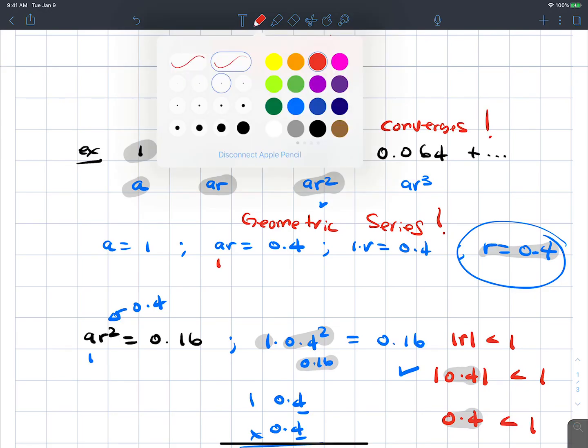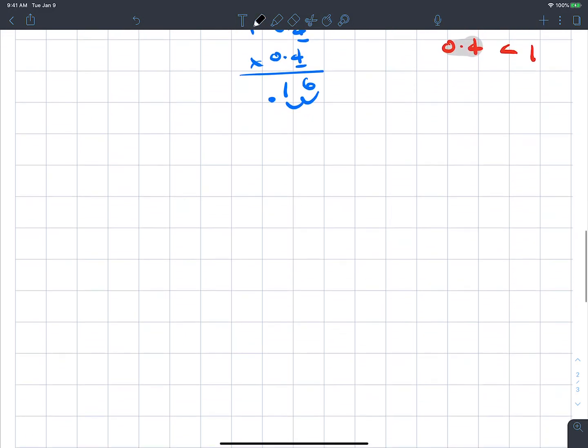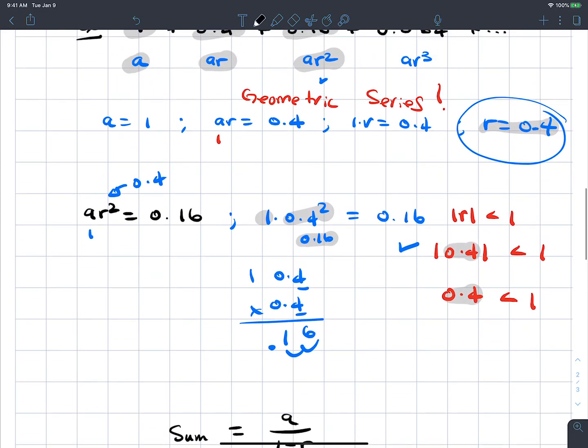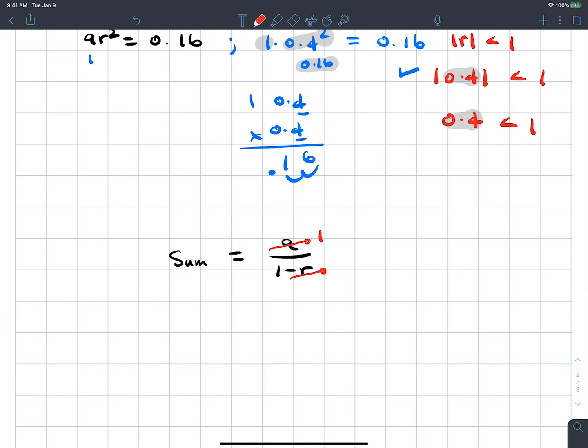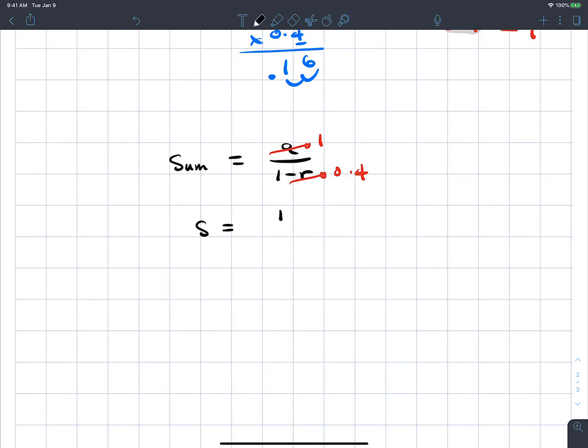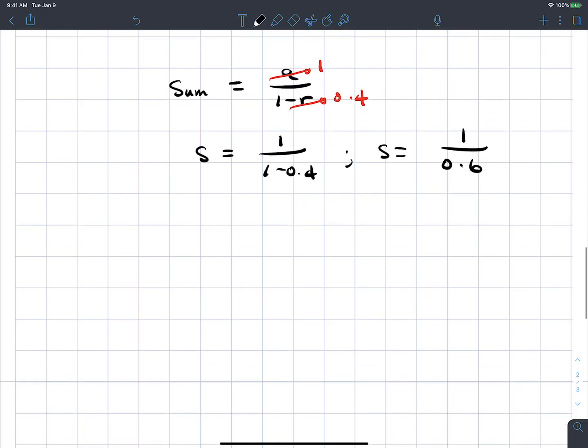But they want us to find the sum. And remember, for every geometric series, only for geometric, the sum, that S value, is A over 1 minus R. So use your value here for A being 1 and for R being 0.4. We already found that one. So let's plug those values in. I can use S for sum. I can say that sum is 1 over 1 minus 0.4. And doing some arithmetic, 1 dollar minus 40 cents is 60 cents. That's 0.6.